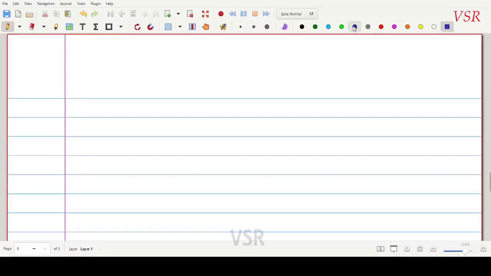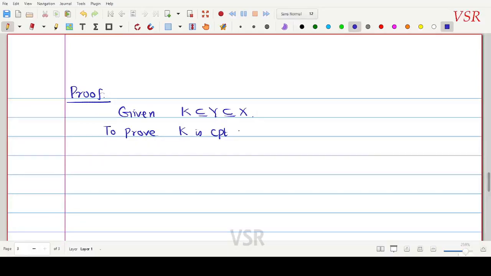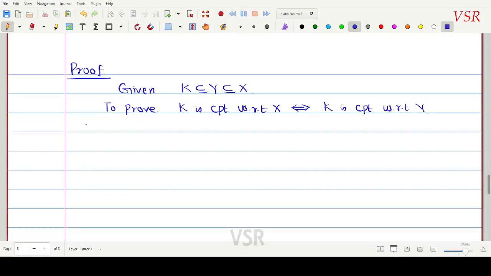Okay, so we will start with the proof. Given, என்ன கொடுத்திருக்கேன், that K which is a subset of Y which is a subset of X. என்ன proof பண்ணணும்? To prove K is compact with respect to X if and only if K is compact with respect to Y. இப்படின்னு proof பண்ண போறேன். Okay, so அப்ப நான் ஏதாவது ஒன்னு assume பண்ணிக்கிறேன் and ஒன்னு proof பண்ண போறேன். So let us assume that this way.